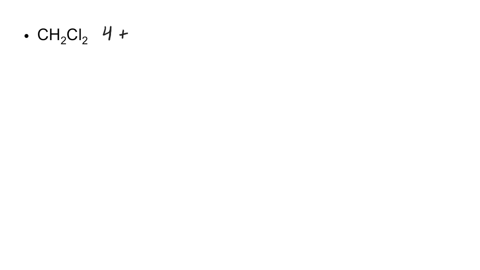The next example is CH2Cl2. So let's count up our valence electrons. Carbon has 4. We've got 2 hydrogens with 1 valence electron each, and 2 chlorines with 7 valence electrons each. And so that's going to give us a total of 20 valence electrons that we have to account for. Sometimes it gets a little bit tricky to tell which atom is going to be in the center. In this case, it's carbon. You usually go with the least electronegative, and if carbon's involved, it's almost always in the center.